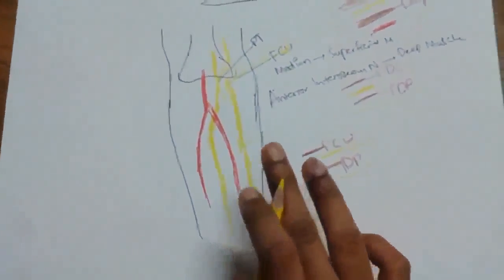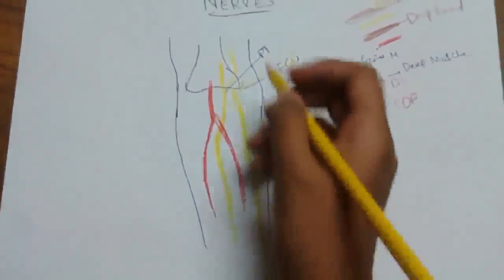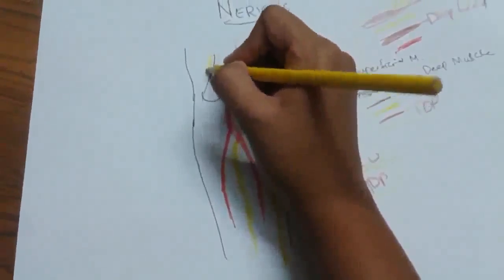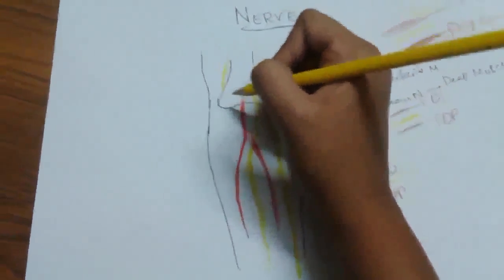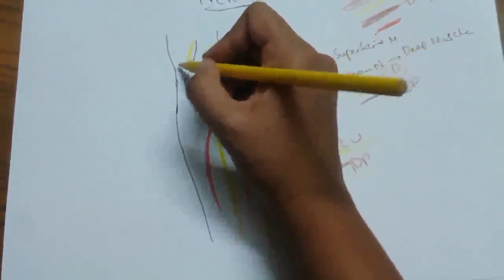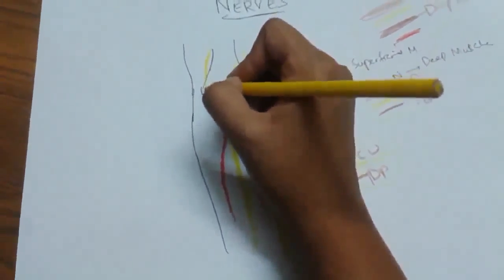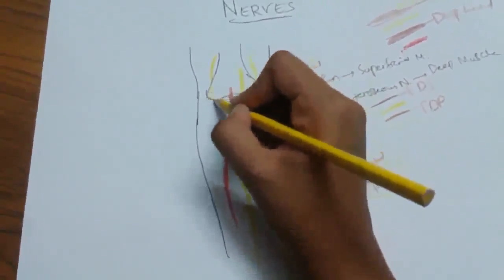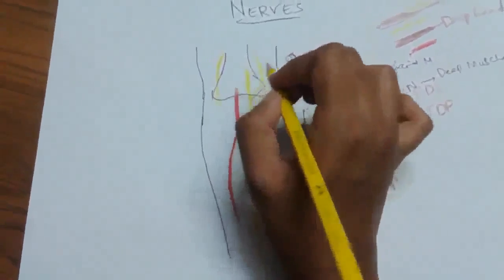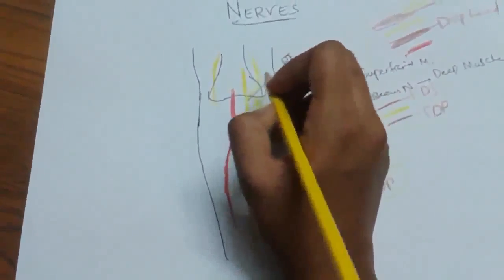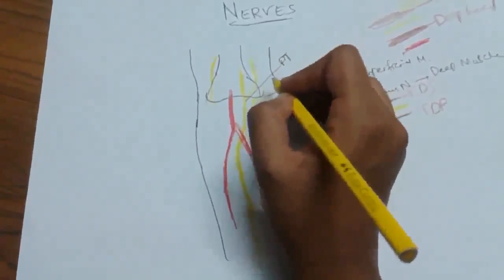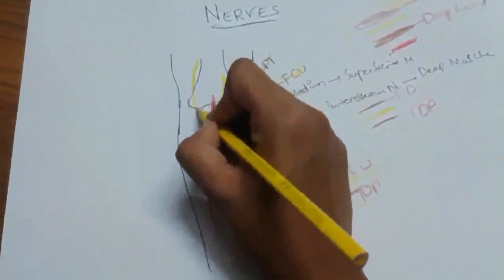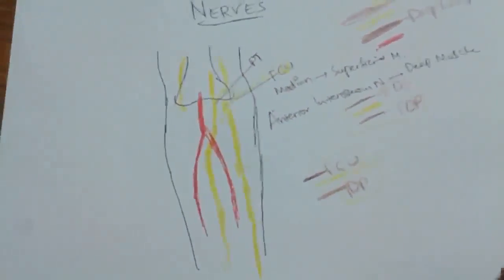Now, let us learn about the final nerve, that is radial nerve. The radial nerve enters the cubital fossa between brachioradialis and brachialis muscle. Again, it gives two branches here. One is superficial and one is deep. The deep branch of radial nerve pierces the supinator muscle, or runs between the two heads of supinator muscle, and then enters the posterior compartment of forearm, and then continues as posterior interosseous nerve.